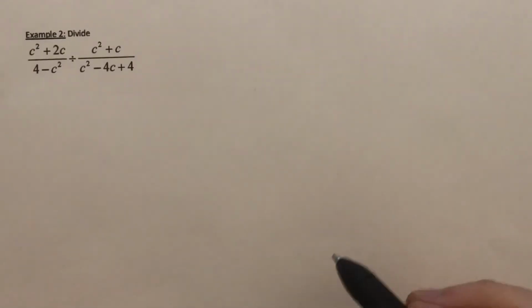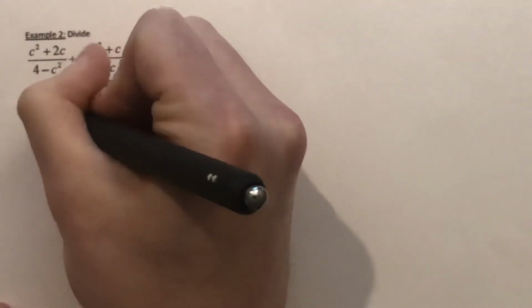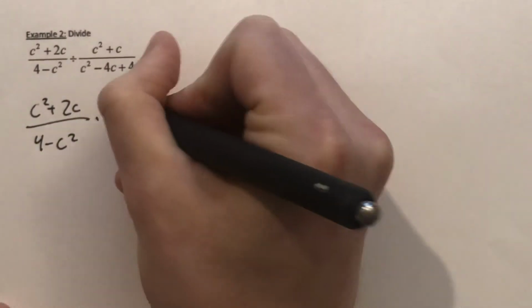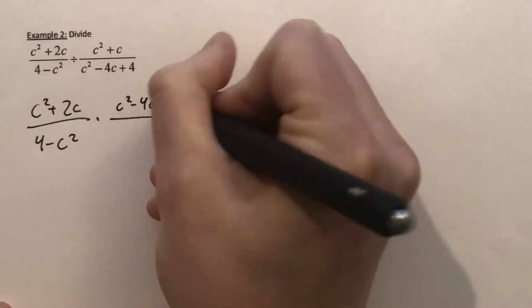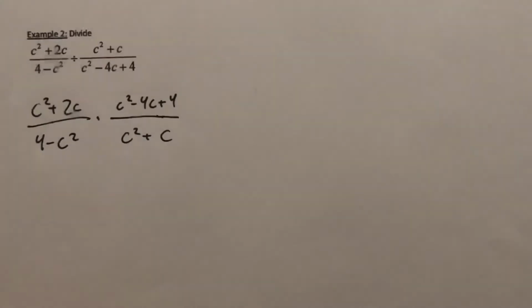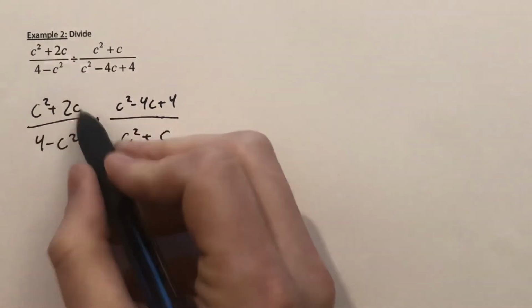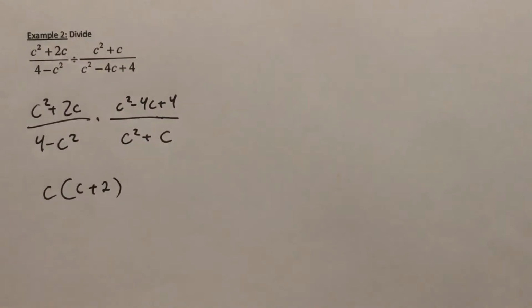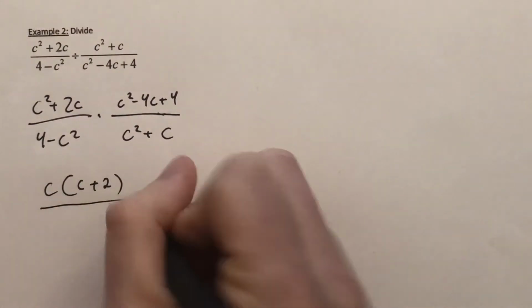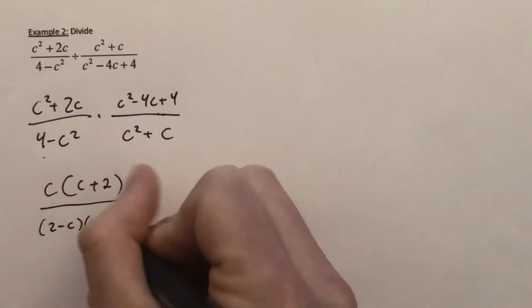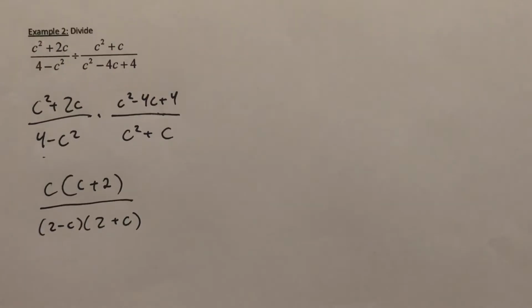All right, and the last one here, again, first step will be to rewrite it in multiplication form. So times, and put that up top, and that in the denominator. Now, factoring this, that's really just a GCF. All that's in common there is a c. Factor that out, and c plus 2. There's another difference of squares, so 2 minus c times 2 plus c.